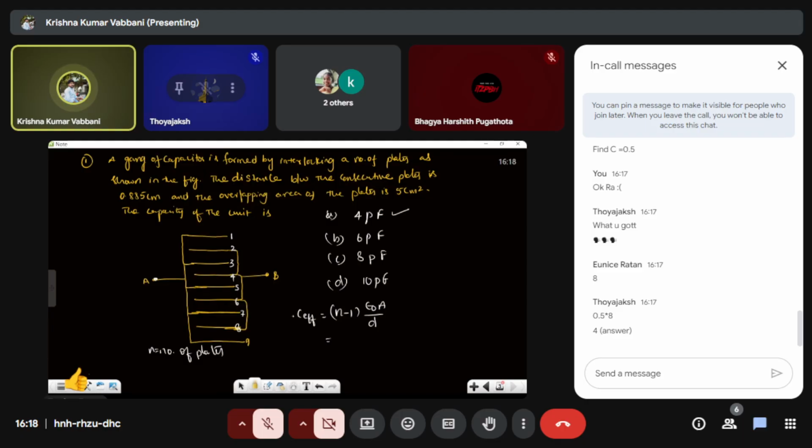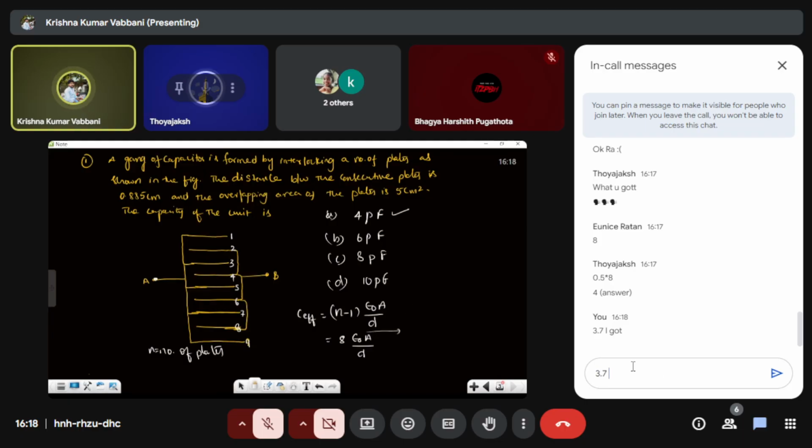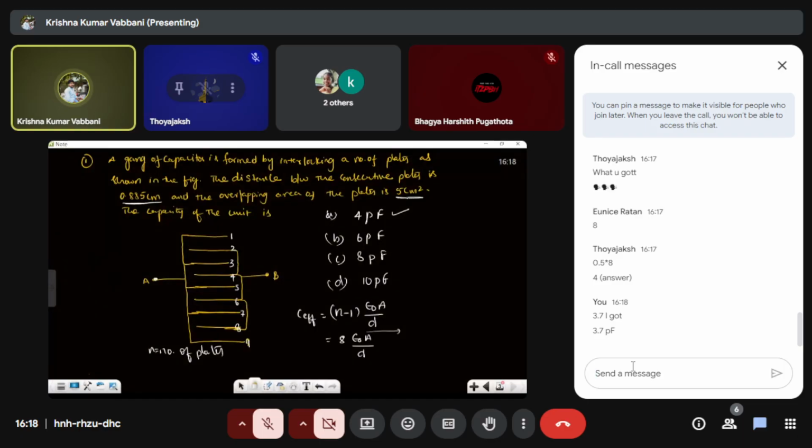Now how did you get the answer? I didn't give you 9 plates, but you got the answer 4. Now there are 9 plates, so the answer is going to be 8 here: 8 into epsilon naught A divided by D. We know the value of epsilon naught: 8.85 into 10 to the power minus 11. The area is also given. The distance is given in centimeters, so you have to convert it into meters, and the area is given in centimeters square, so we have to convert it into meters square.